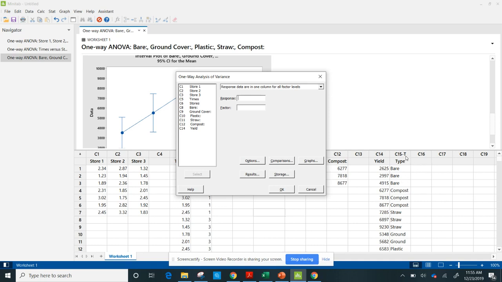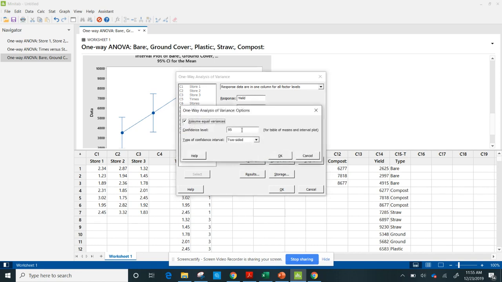Because Minitab knows when you do words, those are text and they're not numbers. So that could help you. So response is yield, factor is type. Options, again, they're going to be the same. Check assumed equal variances, 95 and 2-sided.